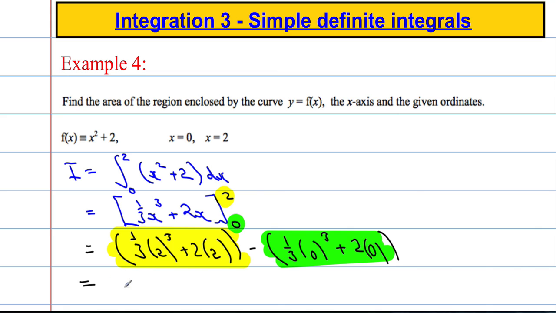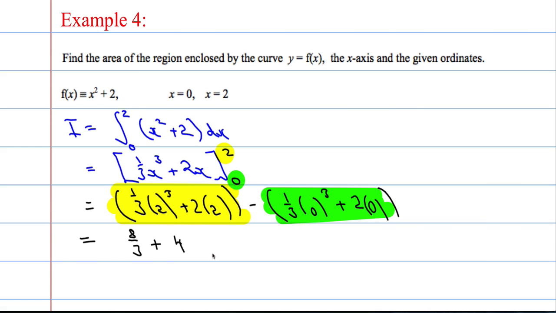Well, I did guess that we would get something between 6.5 and 7. Let's see, we get 2 cubed, which is 8, so that's 8 over 3, plus 2 times 2, which is 4. Now 8 over 3 goes in 2 and a third. We get 2 and a third plus 4 gives us 6 and 2/3. I said between 6.5 and 7, not too far off at all. So 6 and 2/3 squared units.